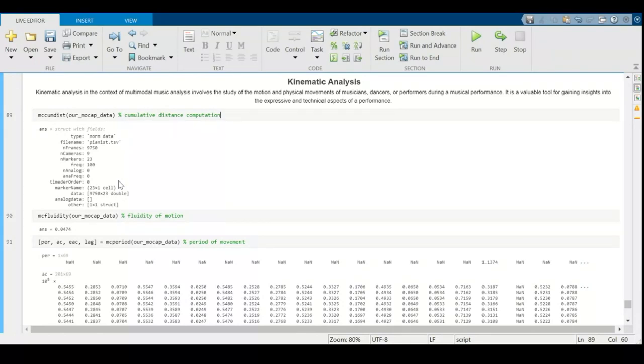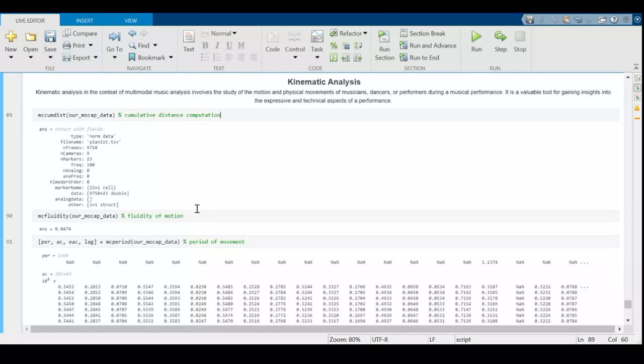It is calculated by summing the distances traveled by selected body parts or instruments or performers during a musical performance, and it can include the hands of a pianist, a violinist, the feet of the dancer, or any other relevant body parts or objects in motion. It provides a numerical representation of the overall movement and spatial engagement of the performer during the performance.